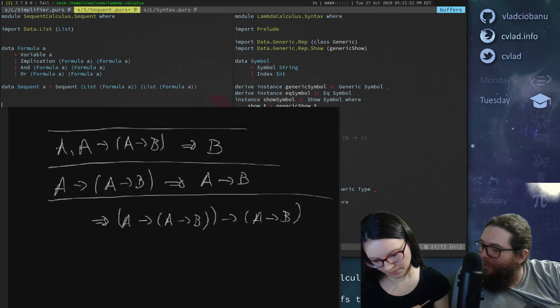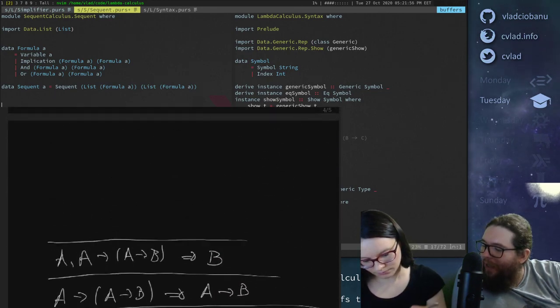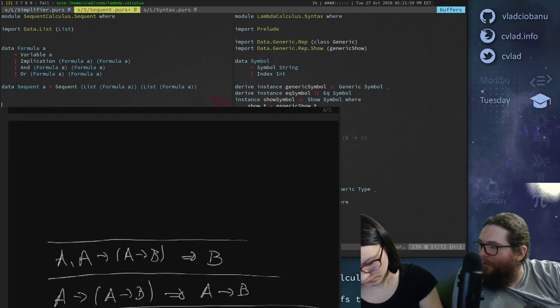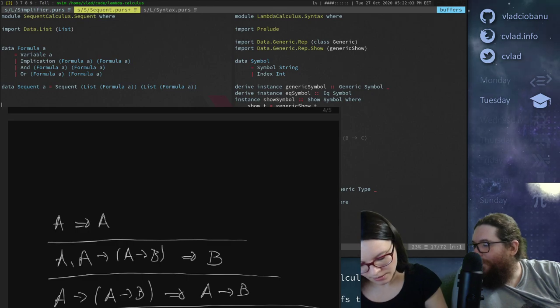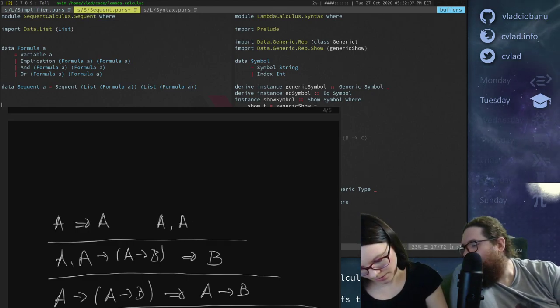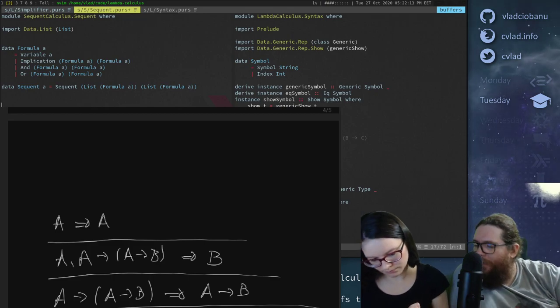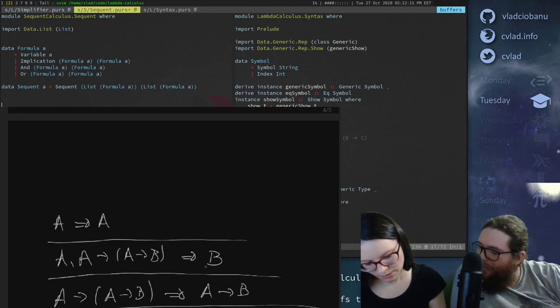Okay, so that means that we have a sequent where we need to prove A from the same set of things. So from A, we need to prove A, and we're done. And then the other one, from A and A implies B, we need to prove A implies B. Wait, no, we need to prove A implies B from A, right? But what happens to B?